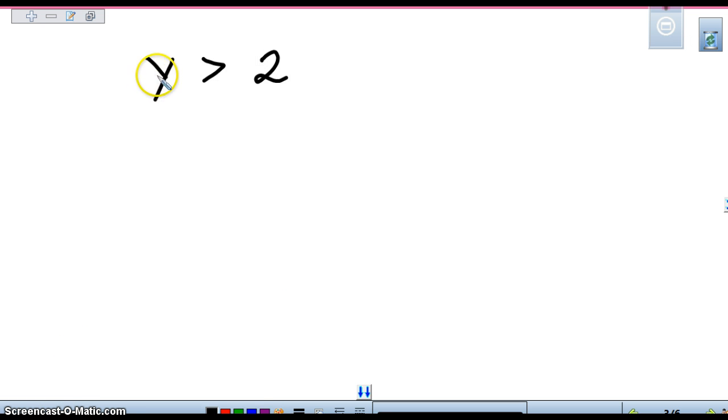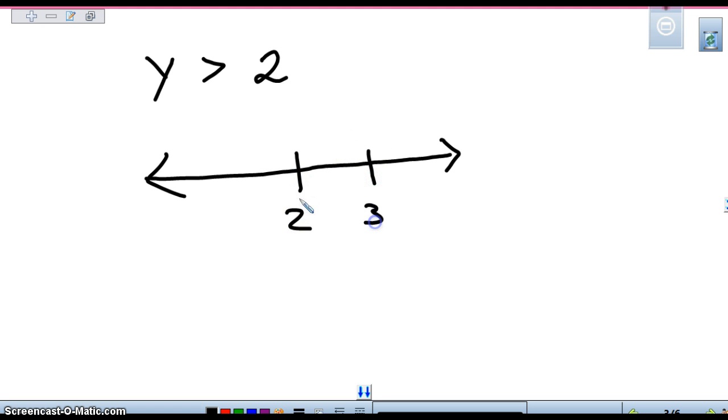If we have to graph y is greater than 2, that means that y is the set of all those numbers that are greater than 2. So if we create our graph, would this be an open or a closed circle? Open circle. And we would graph towards the right.